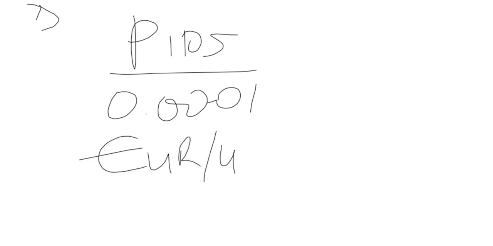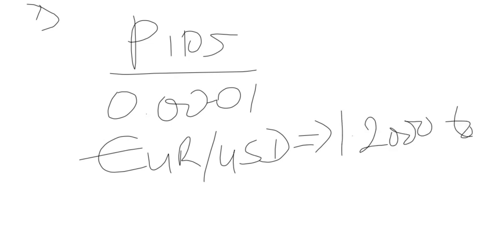So what's a pip? A pip is the smallest price move that a given exchange rate can make. For most currency pairs, one pip is 0.0001. So, for example, if Euro USD moves from 1.2000 to 1.2001, that's to say Euro USD has moved by just one pip, right?